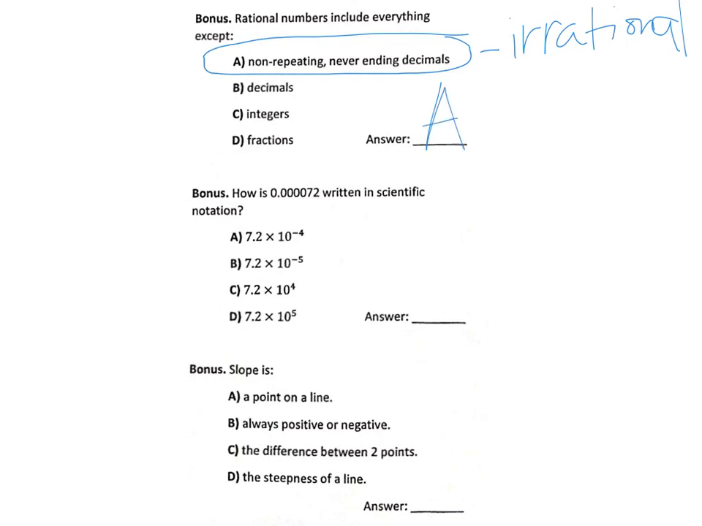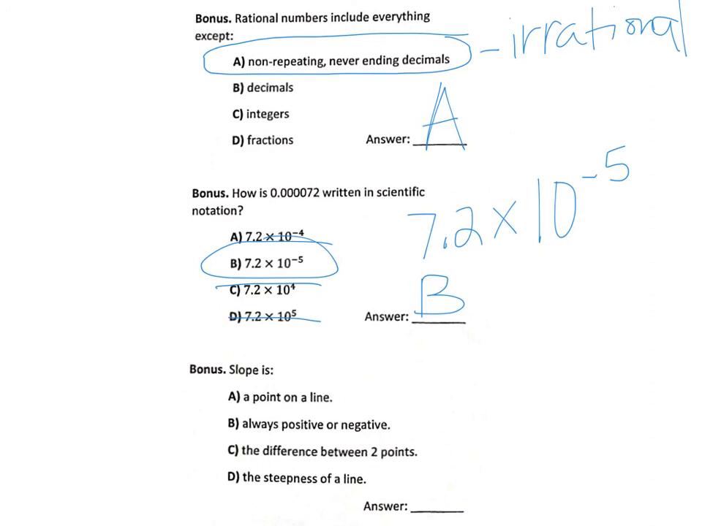The next one, how is 0.000072 written in scientific notation? We know that it's going to be a negative exponent, so it can't be C or D because a really tiny number is a negative exponent. We would have to move the decimal over in between 7 and 2, and it would move a total of 5 spaces. So it would be 5 spaces to the left. So B would be the correct answer for that bonus.